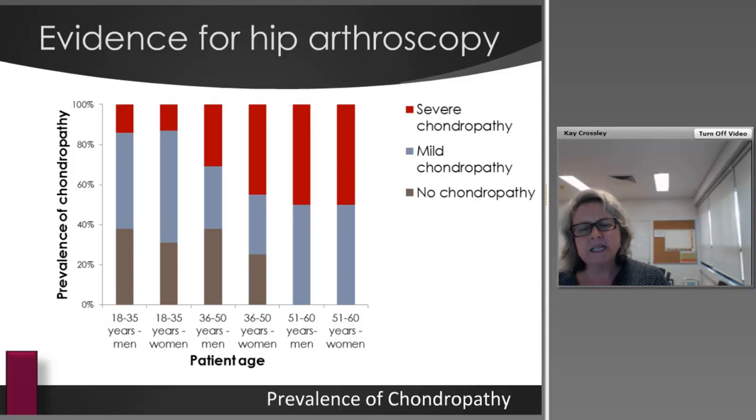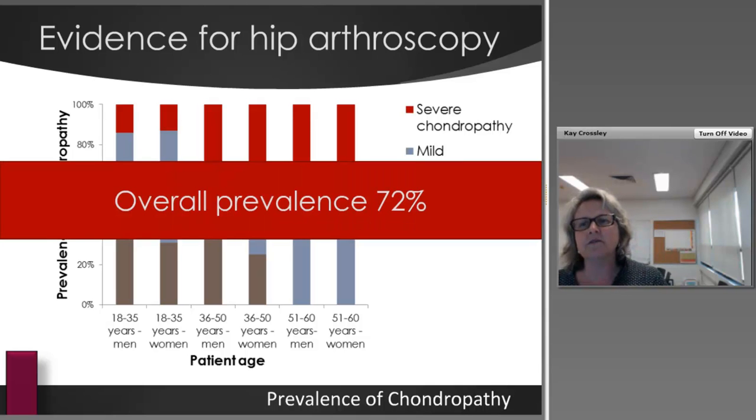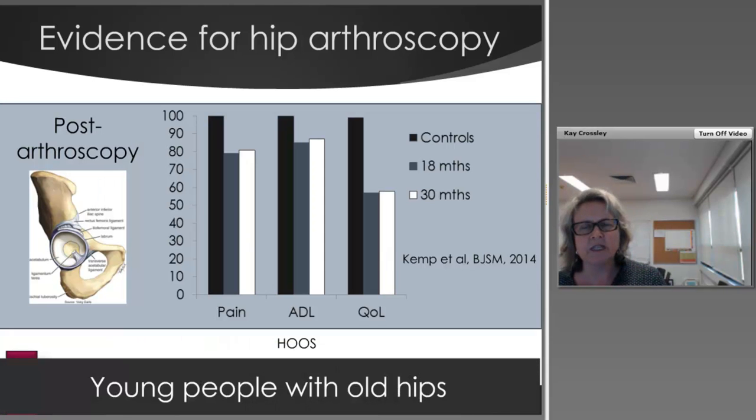But interestingly, even those who are aged 18 to 35, very young people, more than 50% of those people already have signs of chondropathy, which obviously increases with age. And the overall prevalence of chondropathy is about 70%. So we're seeing in people who are presenting for hip arthroscopy, a lot of them already have early signs of hip osteoarthritis. How does this affect their patient-reported outcomes?